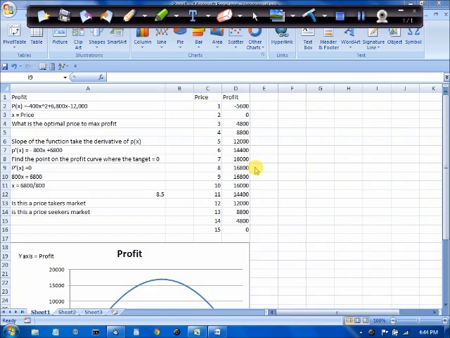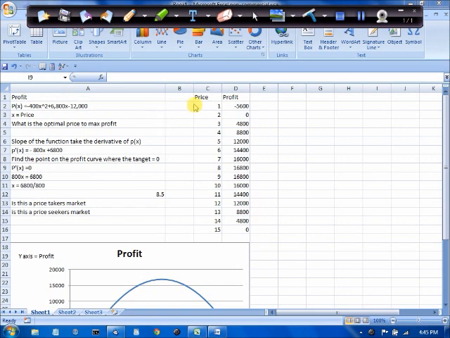Hi, I'm going to go through a simple profit maximization example. And here's the equation for profit maximization with respect to X. And X is the price, and we're trying to maximize the profit.